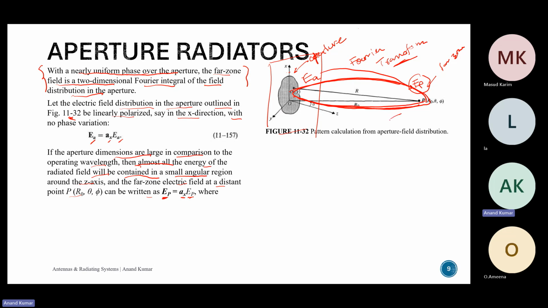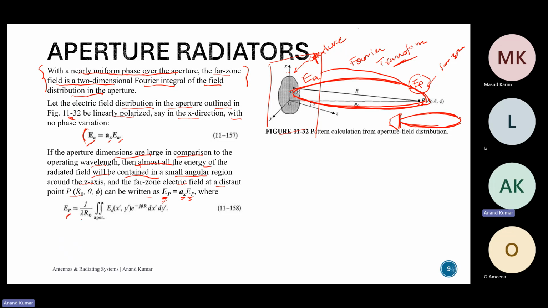So if you remember, for antennas, we know how the radiation pattern looks like. It's like this beam. So that's what we're trying to say. If we have uniform phase over here, and this particular aperture is very large, then the radiated energy will be focused like a beam, like this beam over here, and the field at point P can be written as a_x E_P. Now we have the expression for the electric field at the aperture, and the electric field at P. And we know that the field at P is the Fourier transform of the field at the aperture. So we can write that now.